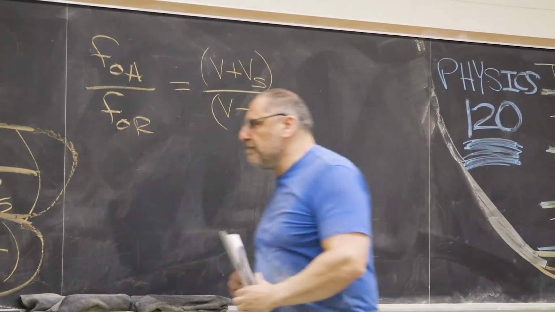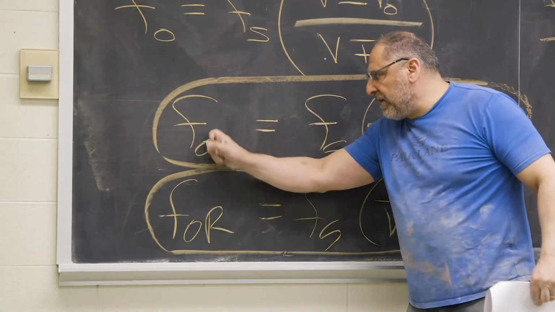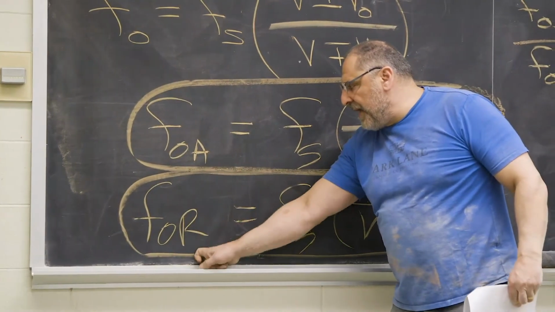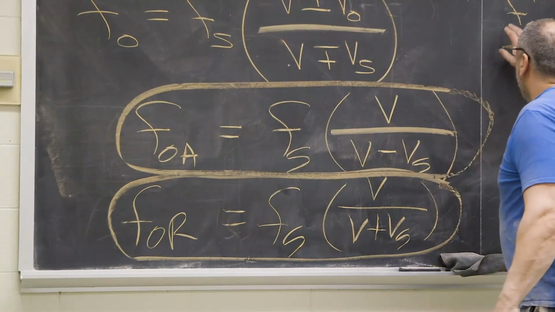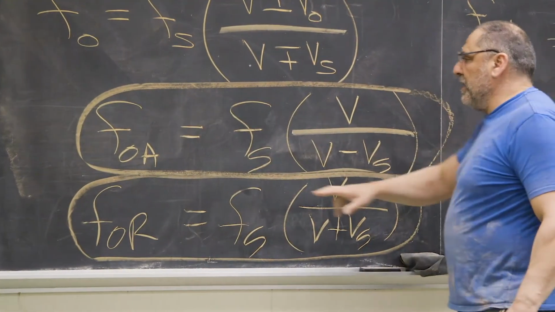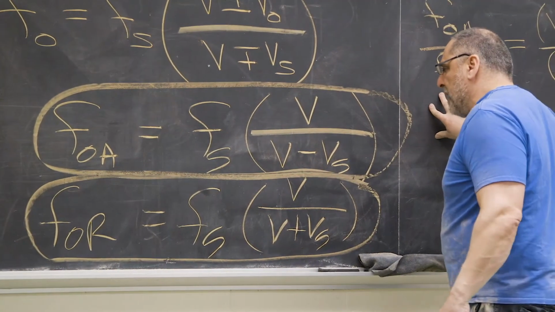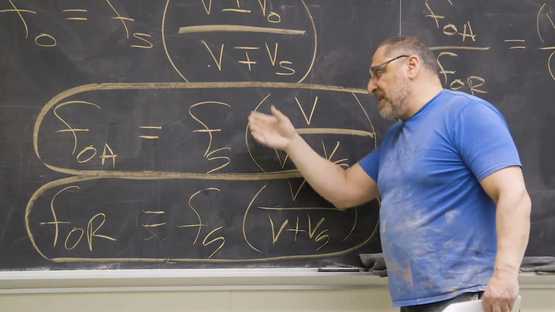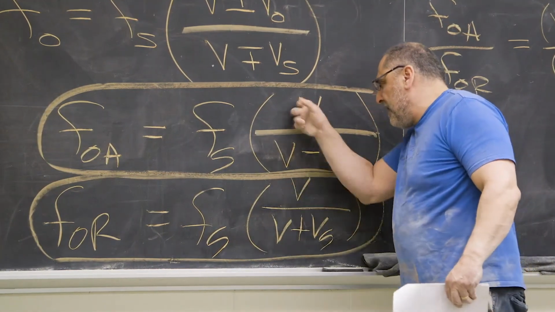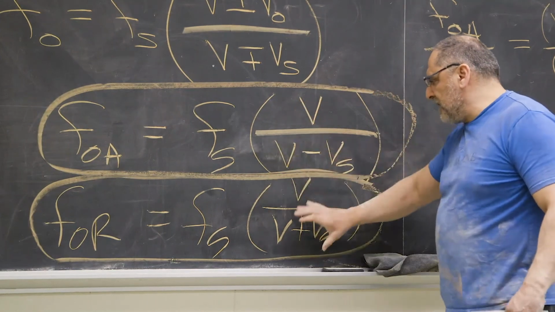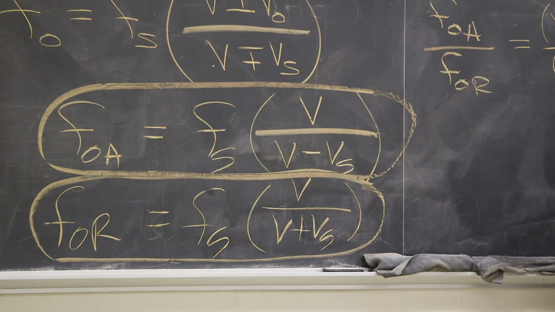let's watch it again. Take the ratio of these two. Take this, and divide it by that. This divided by that is Fo approach divided by Fo receding. And that's the same as this divided by that. The Fs cancel, the top V is gone. That flips when you do the division, and you get to here.